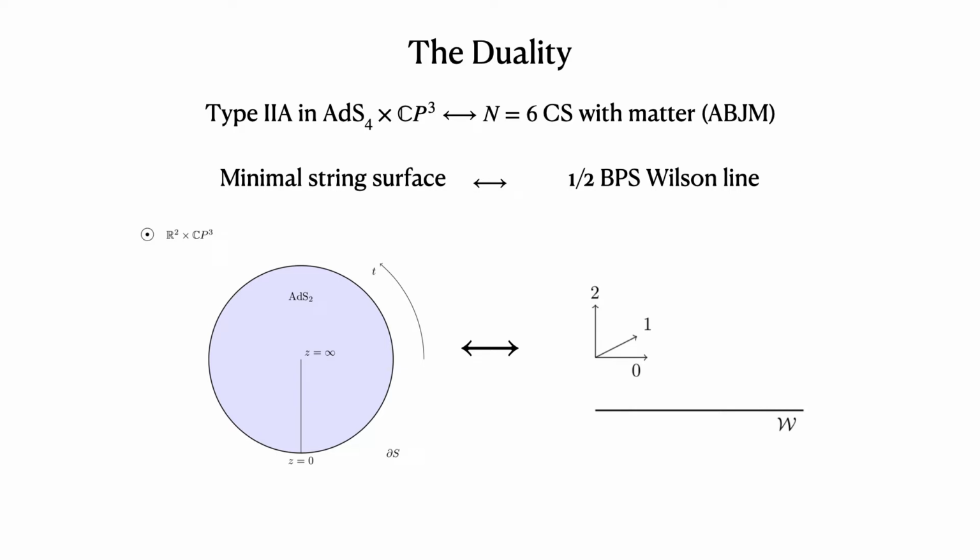So here on the bottom left, you can see the worldsheet picture, which we're going to use again for Witten diagrams and such. And on the right-hand side, you can see the Wilson line, which is in the time-like direction, indicated as 0.